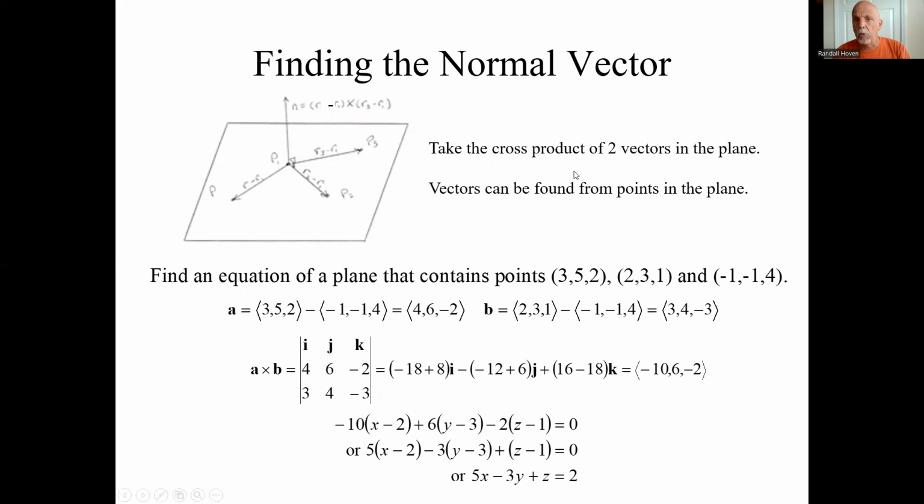So if given 3 points, here's how you do it. Find an equation of a plane that contains these 3 points. First, express all these points as position vectors, which means we change the parentheses to these angled brackets, notation-wise.